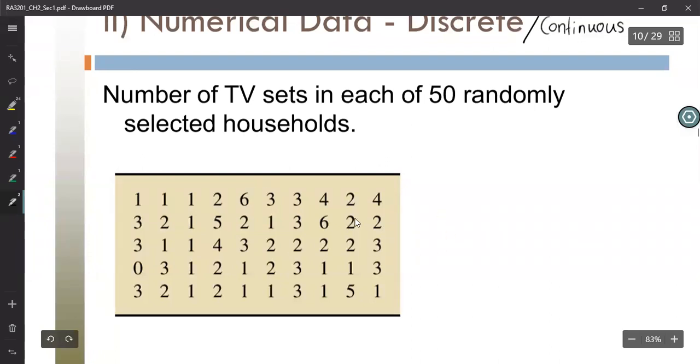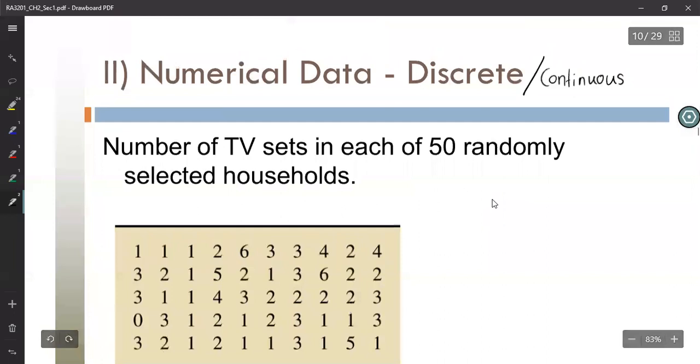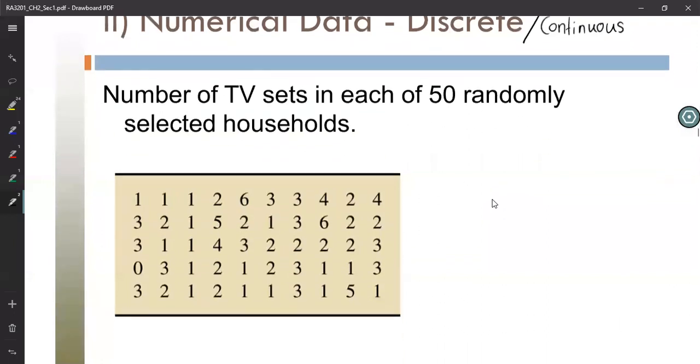Now in this one you can see these are numbers, and you can't see any fractions. These are very clearly separated whole numbers. You can even treat this as categories: 0 as one category, 1 another category, 2 another category, and so on. But these are numbers. So therefore, you have to treat them as discrete numerical data.